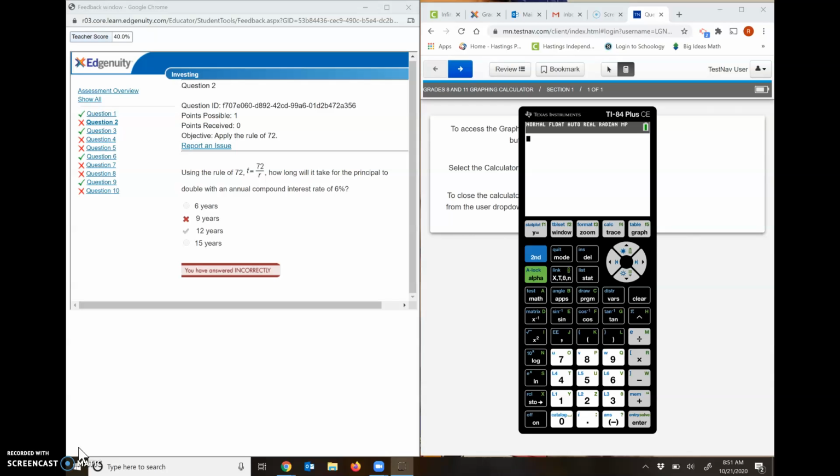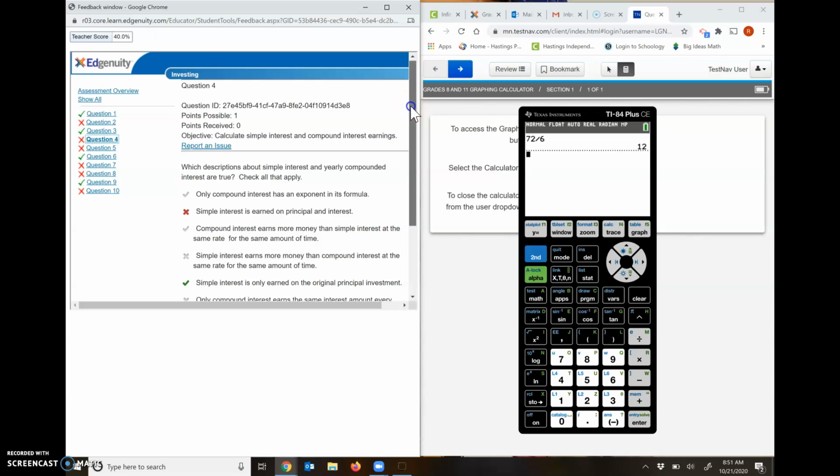So question 2 was using the rule of 72, t equals 72 divided by r. How long will it take for the principal to double with an annual compound interest rate of 6%? So t stands for time, r stands for rate, and they gave us that rate was 6%. So I just need to type in 72 divided by 6 in my calculator, and it tells me after 12 years that my money will double.